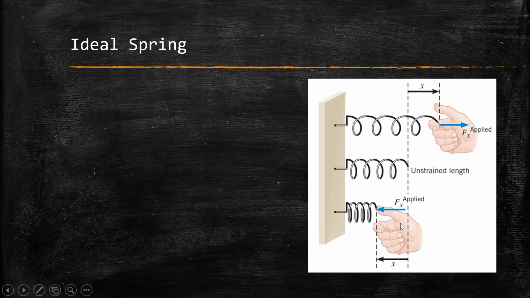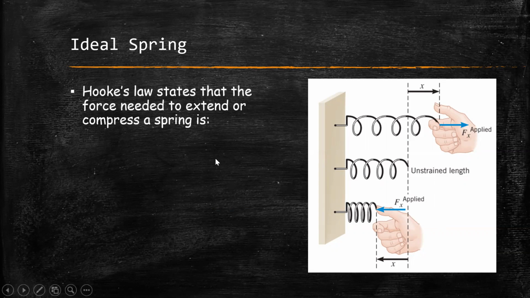So the experiment reveals that for relatively small displacements, the force Fx required to stretch or compress a spring is directly proportional to the displacement x, which gives us Hooke's law. It states that the force needed to extend or compress a spring is directly proportional to its displacement. Or in symbols, we have Fx is equal to negative kx.